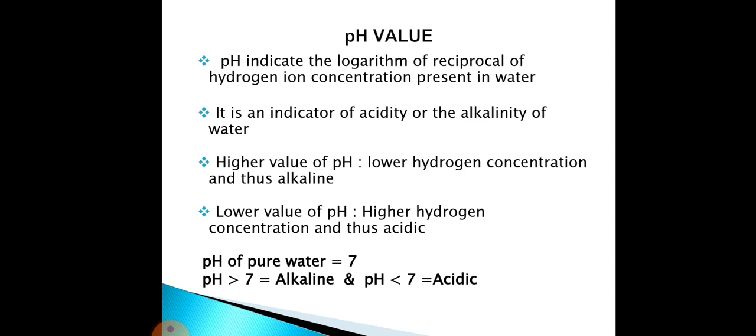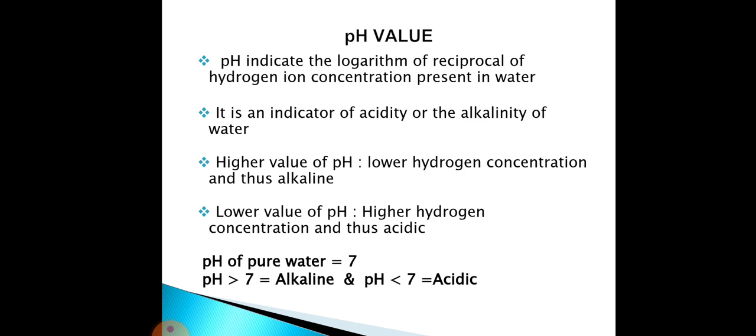Coming to the next characteristic, that is pH value. You are all familiar with this term pH. It indicates the logarithm of the reciprocal of the hydrogen ion concentration present in water, and it indicates whether the sample is acidic or alkaline. So it is an indicator of the acidity or alkalinity of the water.